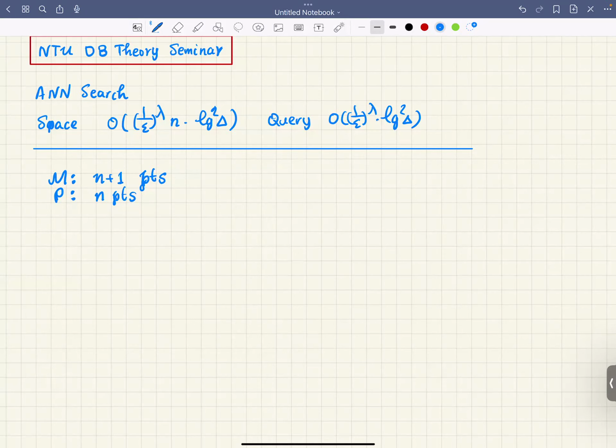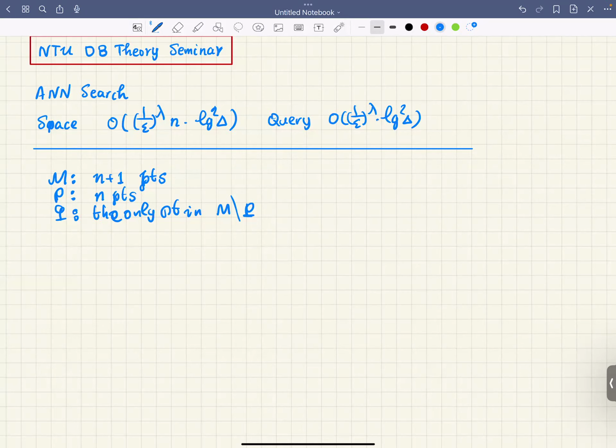So let's say Q is the only point in the set M minus this P. There's only one point left, so that would be my Q. Then I give you the points, n points, but you don't get to see the Q. You don't have the Q. That's not what we agreed on in this problem.